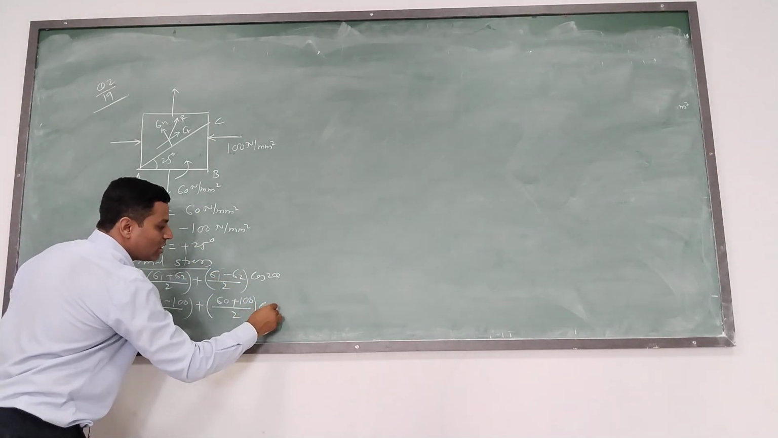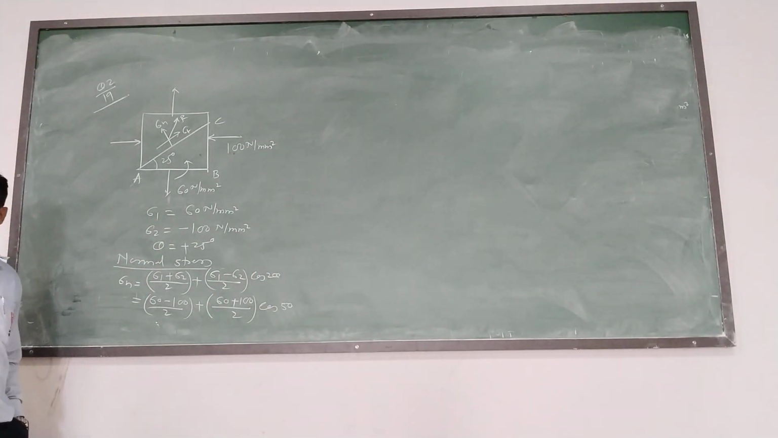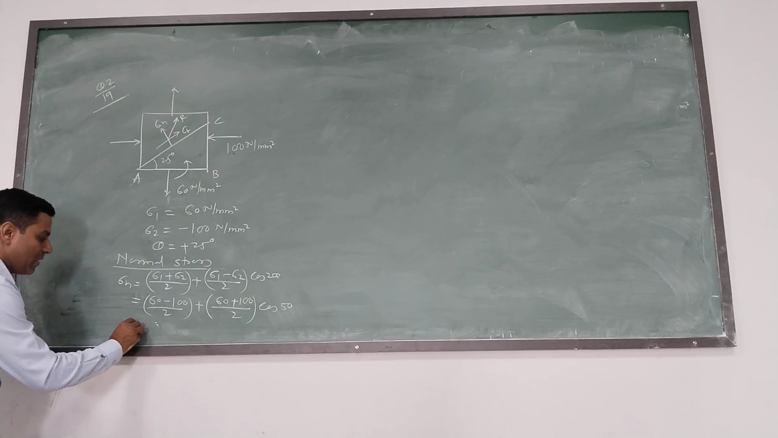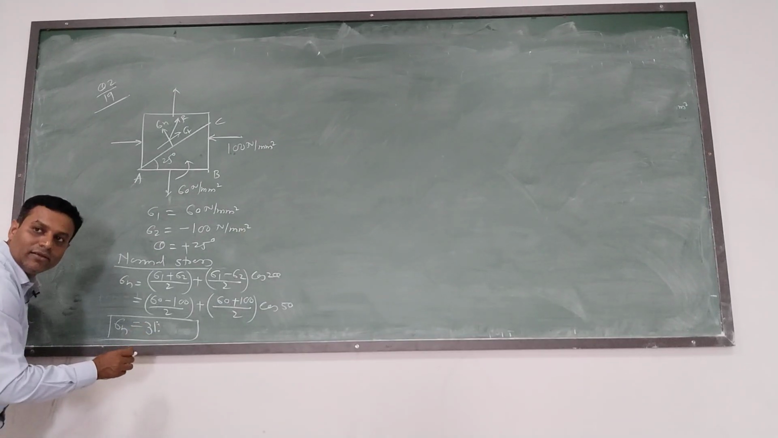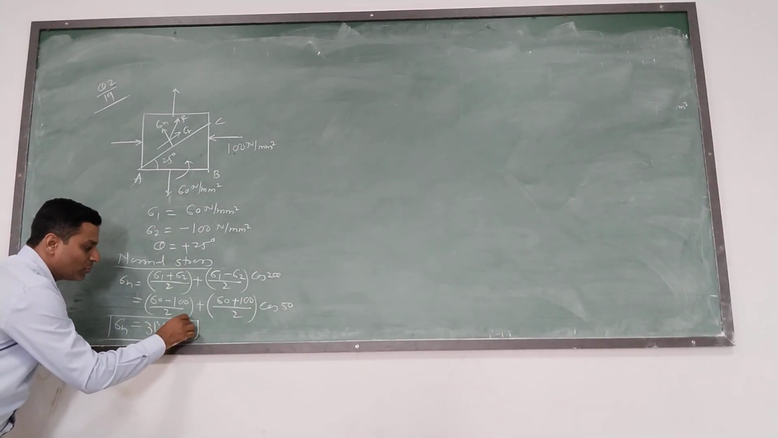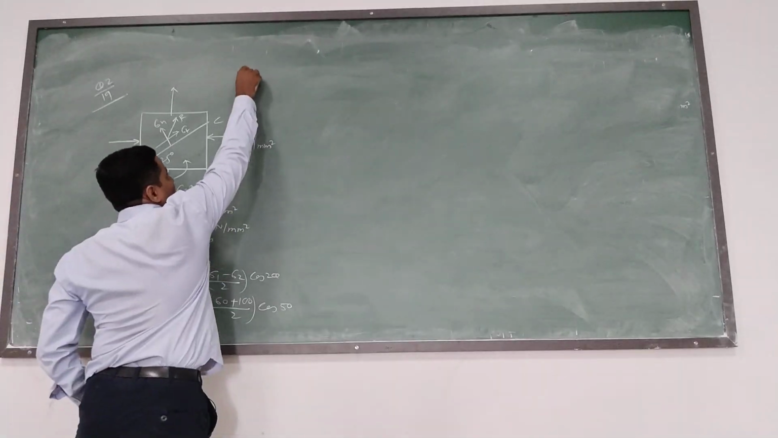Into cos 2 theta, 2 into 25. Theta is 25, so 2 theta will be 50. If you solve, you will get sigma n 31.42 Newton per mm square. So this is your sigma n, normal stress.